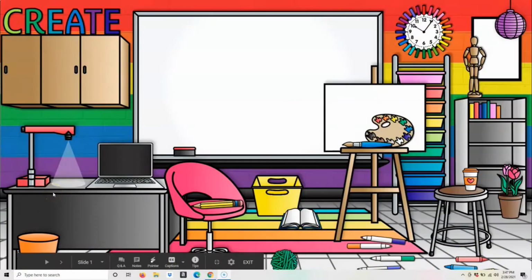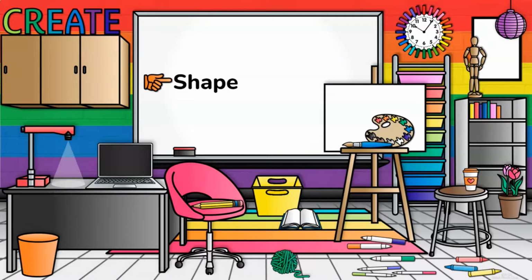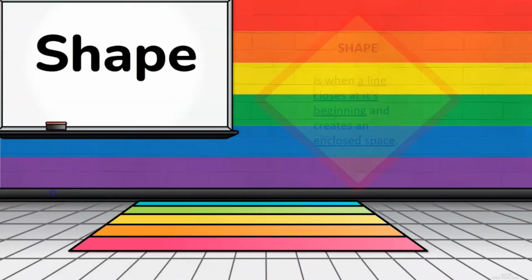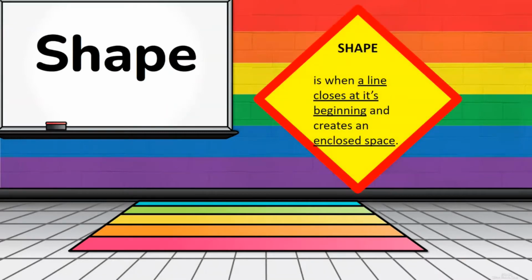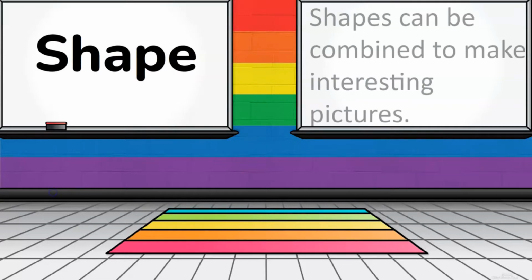Okay, kindergarten, for this lesson, we are going to be working with the element of shape. We know that shape is when a line closes at its beginning and creates an enclosed space. And we already know so many different shapes. But did you know that shapes can be combined to make interesting pictures?